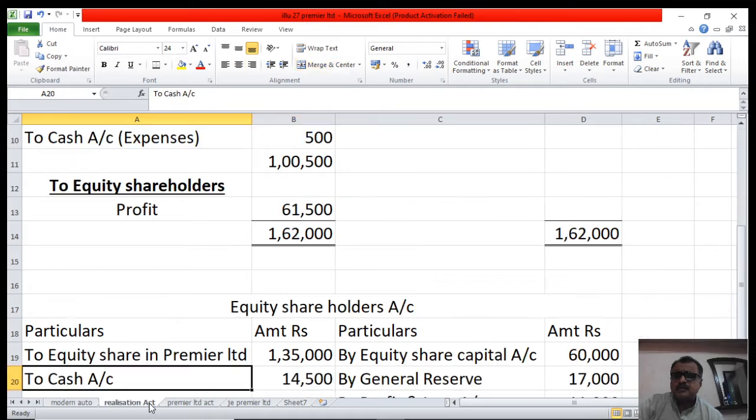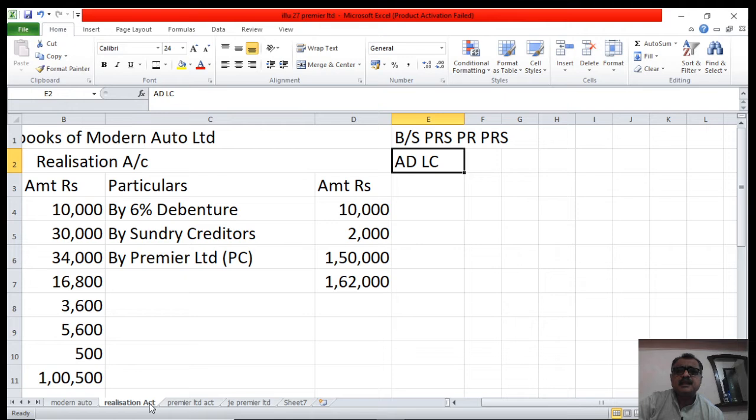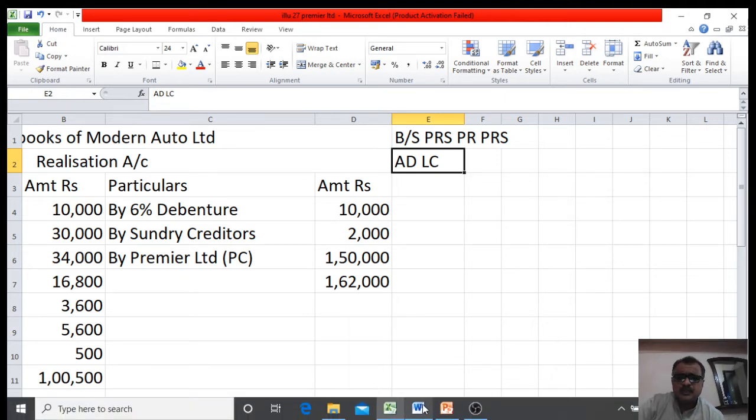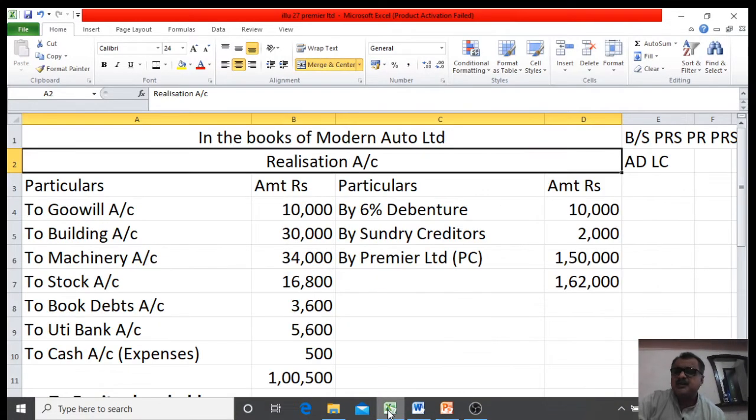Now we will follow our steps, that is balance sheet, PRS, PR, PRS, and in balance sheet AD means assets will go in the debit side. So we will just refer to the question. Here there are assets, that is goodwill, building, machinery, stock, debtors, and bank. All these assets will be transferred to realization account debit side at the book value and not at the revised value. So we will transfer goodwill, building, machinery, stock, debtors, and bank balance on realization account debit side at book value.